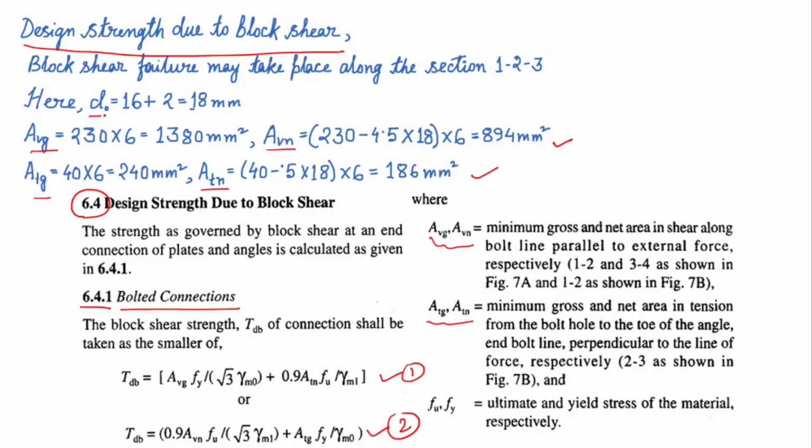So this is the calculation for the diameter of the bolt hole. Here we have used a bolt diameter of 16 mm. So the diameter of the bolt hole will be 2 mm more, that is, 18 mm.